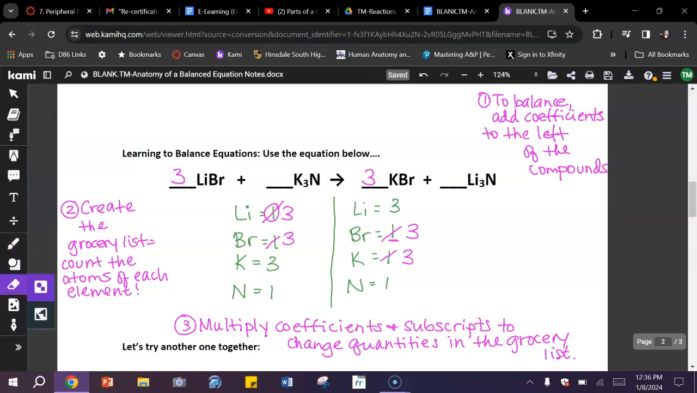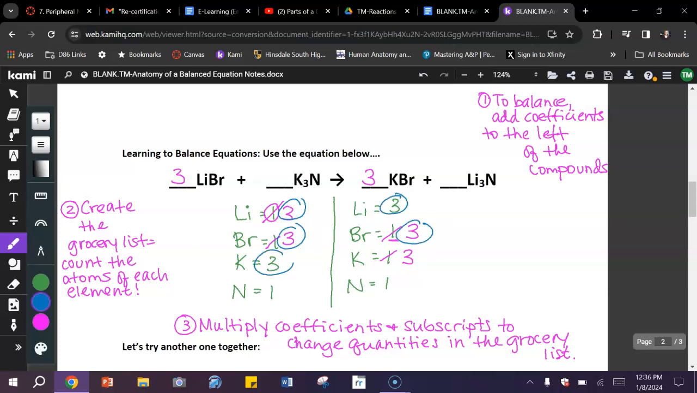Oh, wow. I just glanced at my grocery list and look at what happened here. My lithiums are 3s, bromines are 3s, potassiums are 3s, and my nitrogens have remained 1s. Just by changing 2 coefficients, I am now balanced and happy. That's pretty much in a nutshell how you're going to balance a chemical equation. You add coefficients to one side, see how they change the number of elements, and then bounce to the other side of the arrow and see how those elements change.